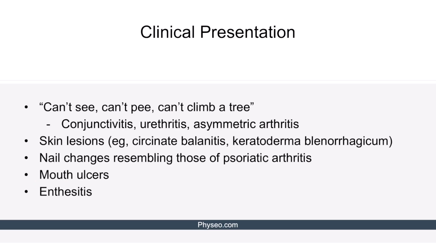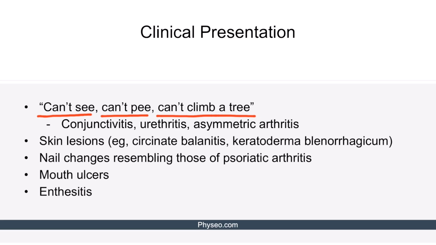The classic memory hook for reactive arthritis is that the patient can't see, can't pee, can't climb a tree, which helps recall the findings of conjunctivitis, urethritis, and arthritis. Now, conjunctivitis is also referred to as pink eye. The eye becomes a reddish pink color, itches, and it can be very painful. Urethritis is inflammation of the urethra and will show painful urination as the primary symptom.